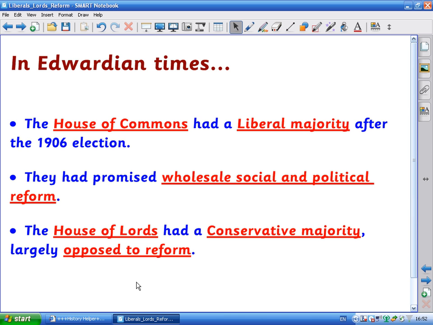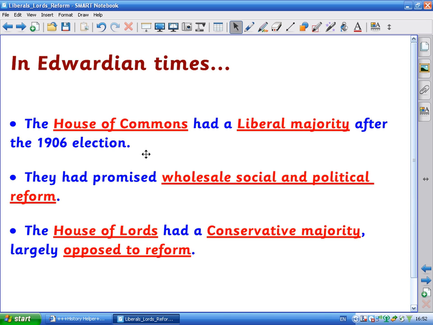Now in order for something to become law in this country, the first thing that must happen is that the House of Commons must vote to create a new law. Once the Commons has voted for it, that then passes up to the House of Lords, who then also have to vote for it, and then it gets what's called royal assent, which is where the monarch, the king or the queen, signs it into law.